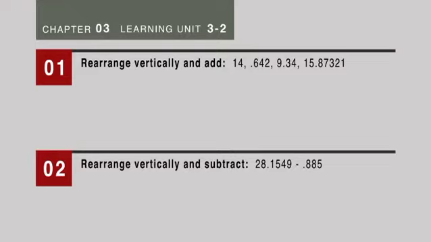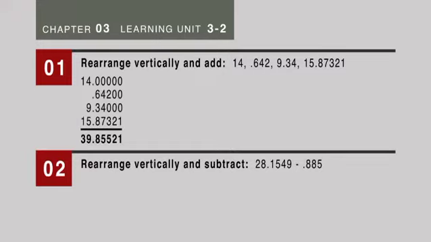So now, in looking at the solution for number 1, notice the 14 point. Now we have to add all these zeros. Notice that we have 0.642 when we add zeros. Notice the 9.34. We're always adding zeros to the right to align, making sure our decimals are aligned first. In this case, if you add up number 1, you get 39.85521.